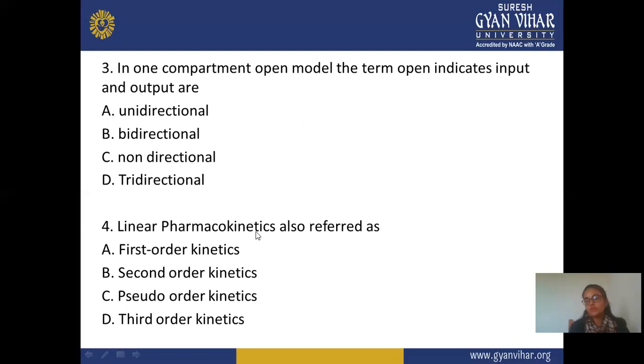Next is the fourth question. Linear pharmacokinetics is also referred to as: A is first order kinetics, B is second order kinetics, C is pseudo order kinetics, and D is third order kinetics. So these are the four options according to the rate of kinetics. You select any one correct option which is suitable and appropriate for linear pharmacokinetics, from the four options A, B, C, D.